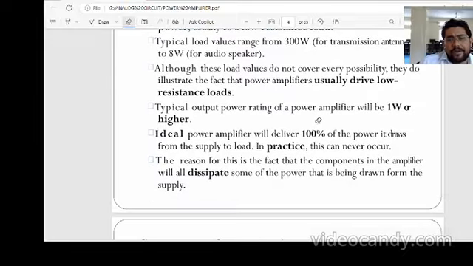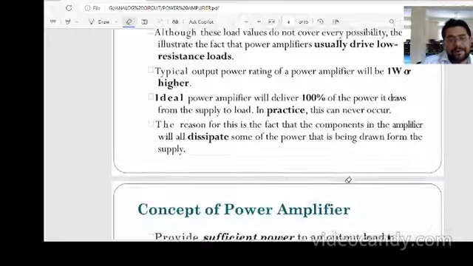Generally the output rating will be 1 watt or higher; a minimum of 1 watt rating is expected. The ideal power amplifier delivers 100% of the power to the load, but practically that is not possible. The reason is that the components in the amplifier dissipate some power.